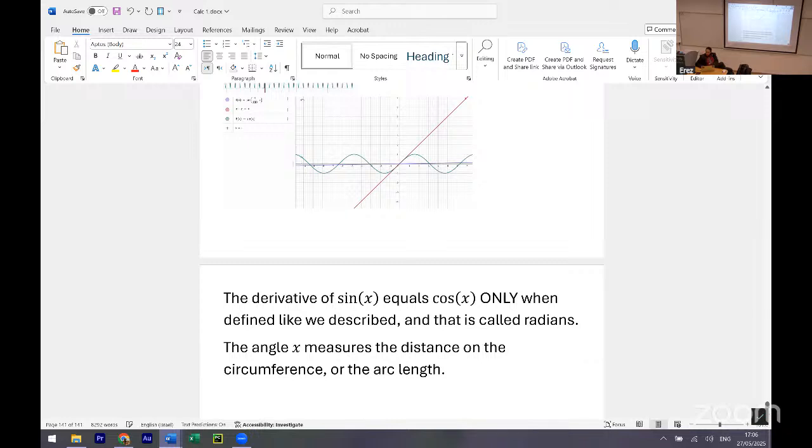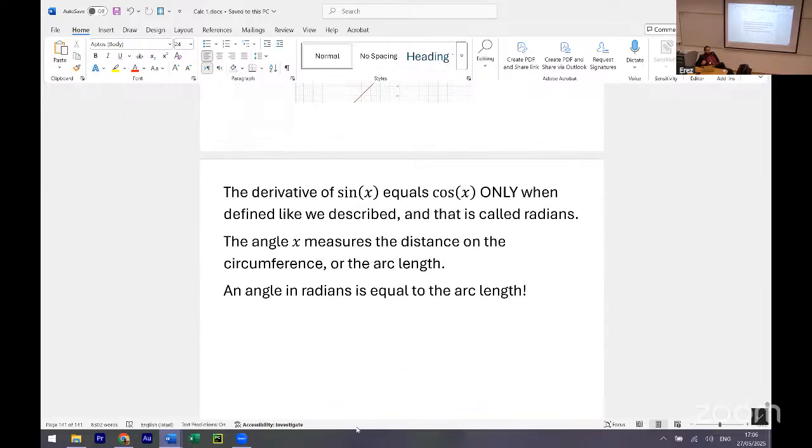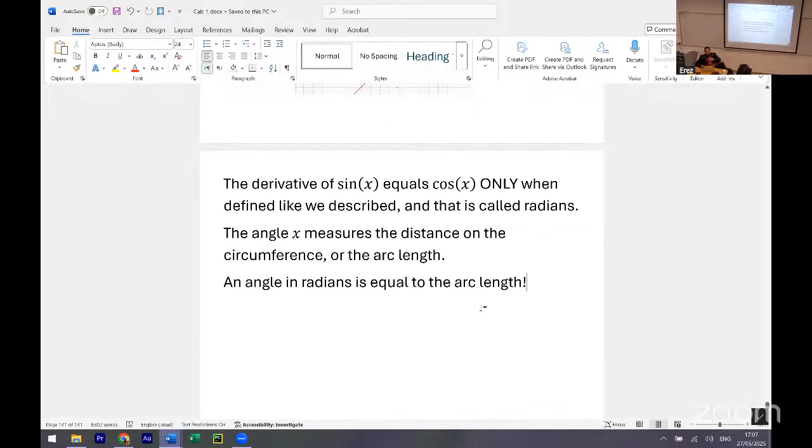An angle in radians is equal to the arc length. That's what radians mean. And it's an arc length when you didn't do a full revolution yet. If you went a full revolution, then it's a distance, like I told you. But the idea in radians is the arc length. And only in this definition, the derivative of sine is cosine of x.